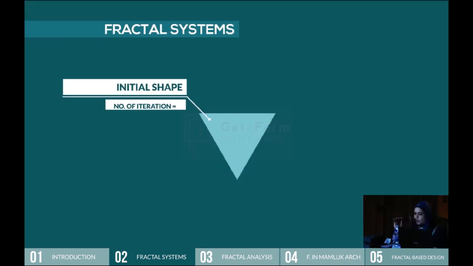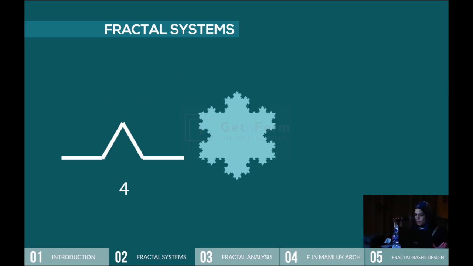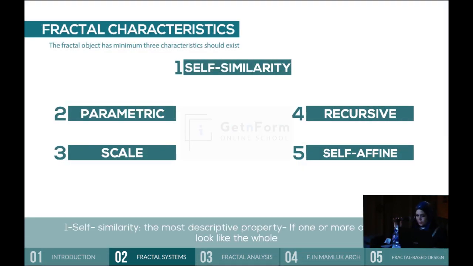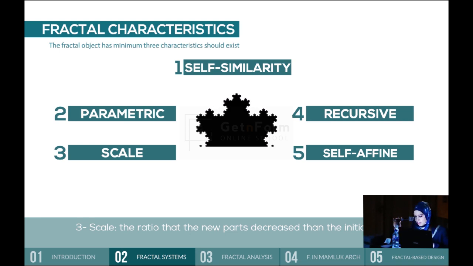Most of them have originated from a number of iterations. It results from a certain rule. The rule, for example: if we have a segment divided into 3, the rule could be that the middle segment is replaced by a triangle, and this process continues for all the iterations. Self-similarity is the major property of it, parametric and scale, recursive and self-affine.